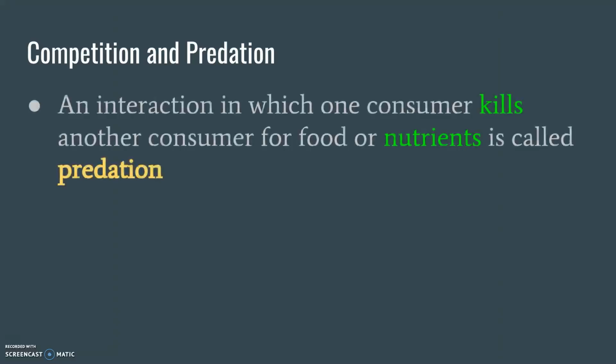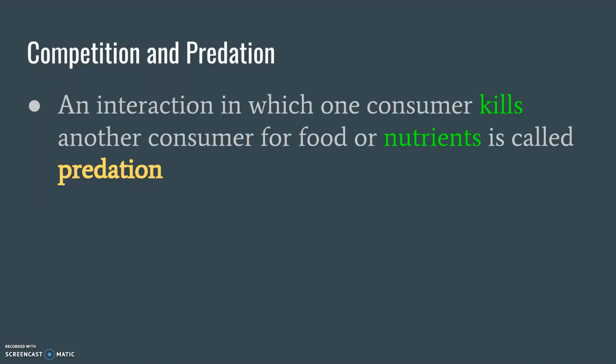So interactions where one consumer kills and eats another one is called predation. So think of predator-prey. You've heard of these words before. I know we've used these words before, and I'm sure you heard them back in 4th or 5th grade, whatever grade it was, way back in the day. So predator is the one that eats. Prey is the one that is eaten.